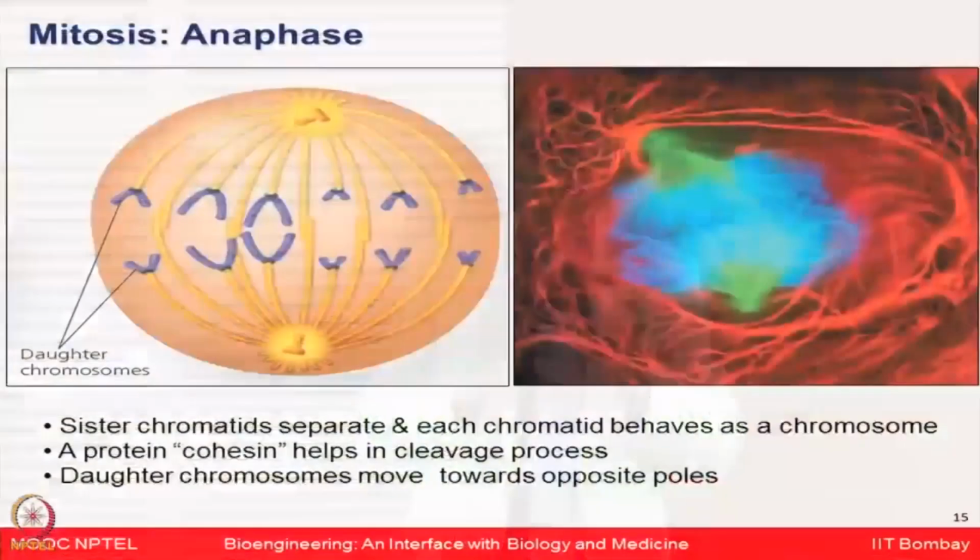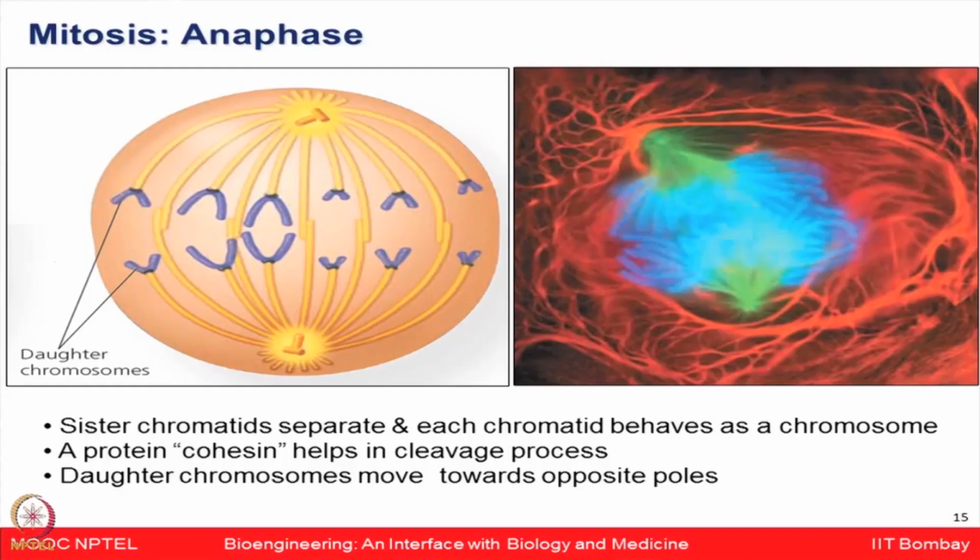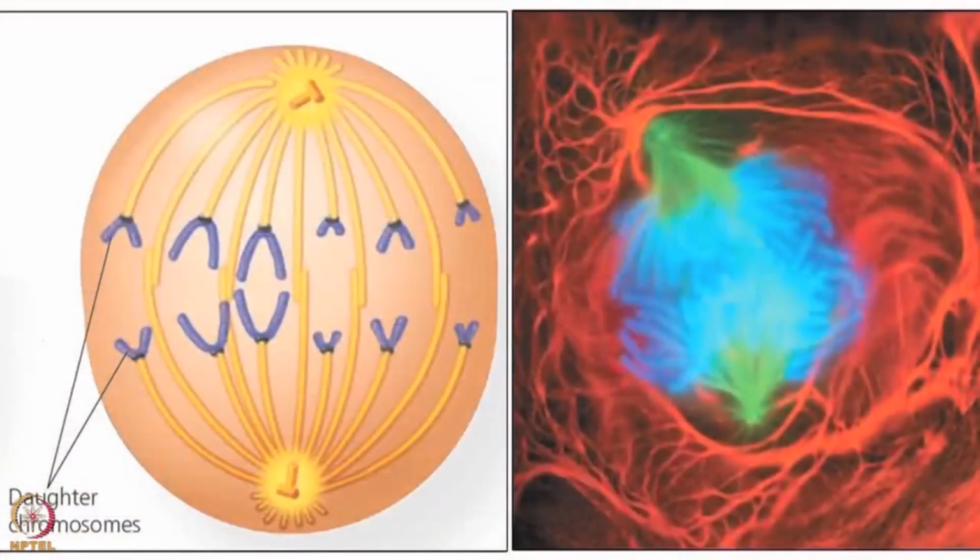Alright, so now let us move on to anaphase. During anaphase, the sister chromatids separate, and each chromatid now behaves as a chromosome. During this process things are not so straightforward. A set of complex proteins are involved, especially the cohesins, which help in the process of cleavage, and then the daughter chromosomes move towards the opposite poles. Now, a similar concept can be seen in the microscopic image on the screen.